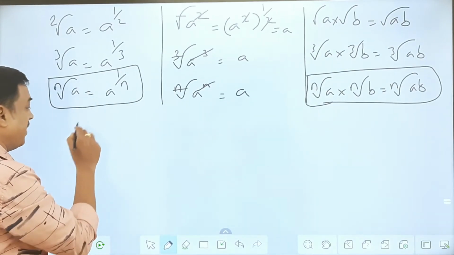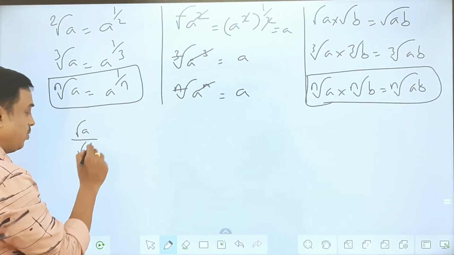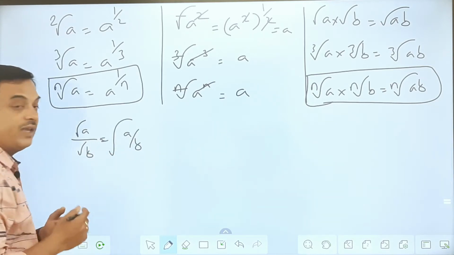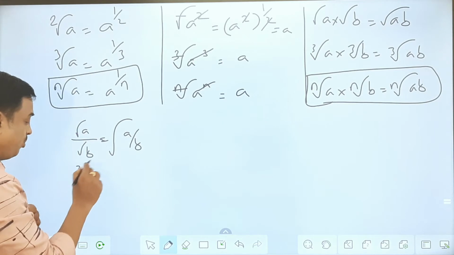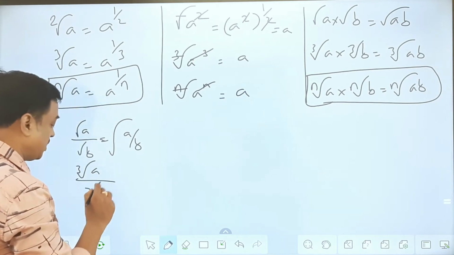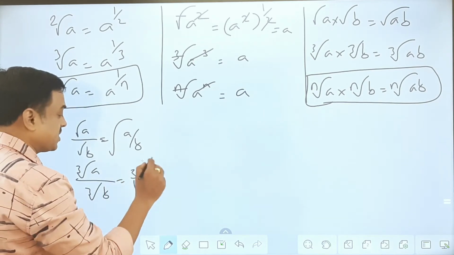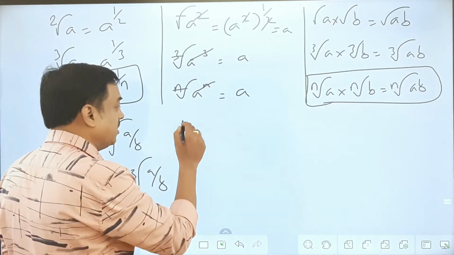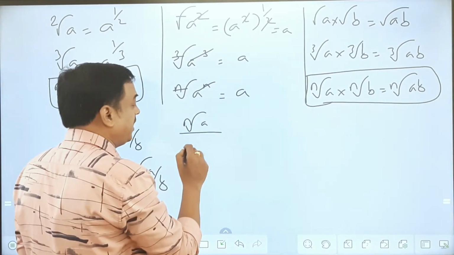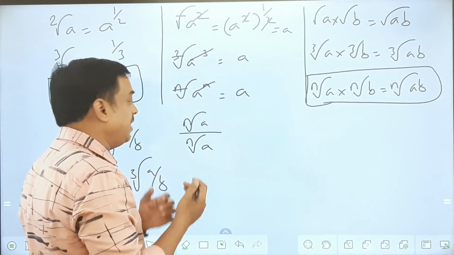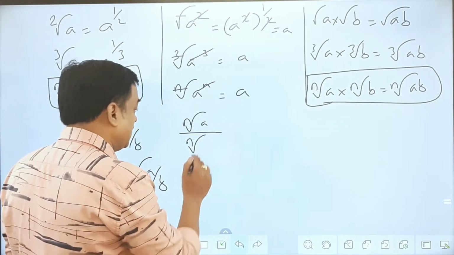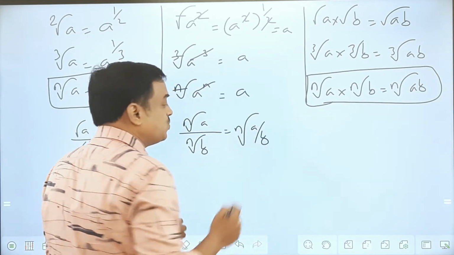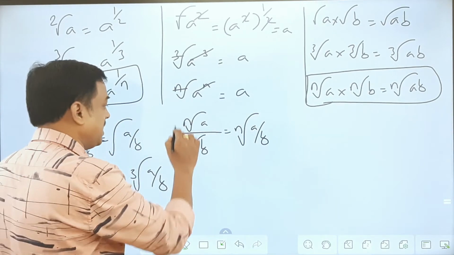Next, if I divide square root with square root, I'll get overall square root of A upon B. Similarly, cube root of A, if I divide with cube root of B, then it is cube root of A upon B that I get. And the final one here, nth root of A, if I divide with nth root of B, then it is nth root of A upon B is what you get. Okay, so this is another one.